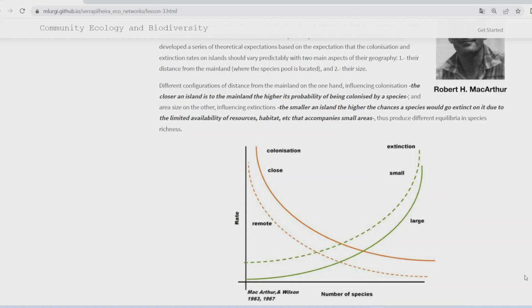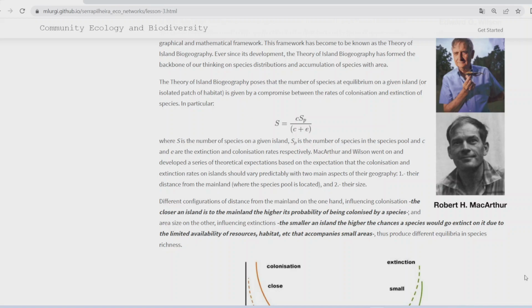And then for close islands, you will have a higher probability of getting colonized, and for farther islands, you will have a smaller one. And for small islands, you will have a higher extinction rate, and for larger islands, you will have a smaller one. And then the intersection of these lines, here and here, is what that equation is telling you, basically: that the number of species is a trade-off or an equilibrium between colonization and extinction. So, yeah, that is all nice.